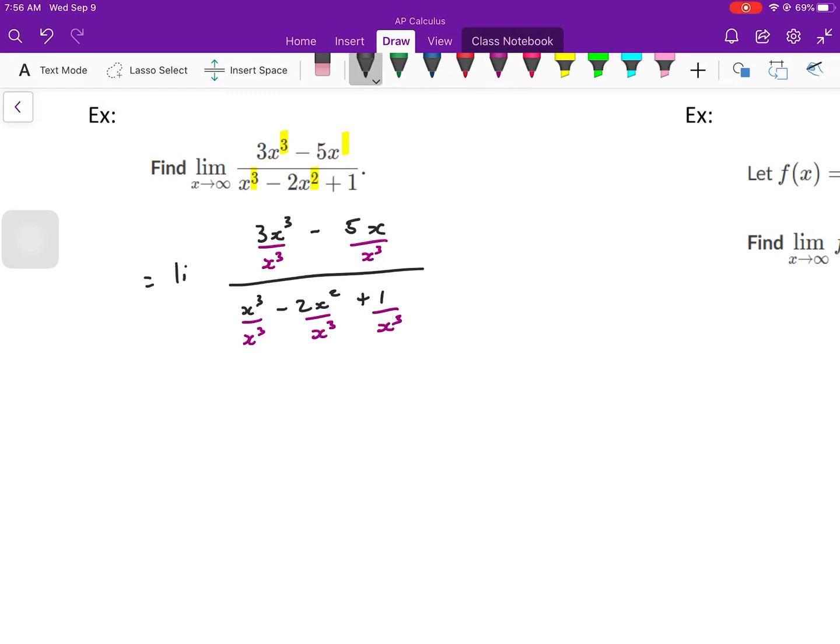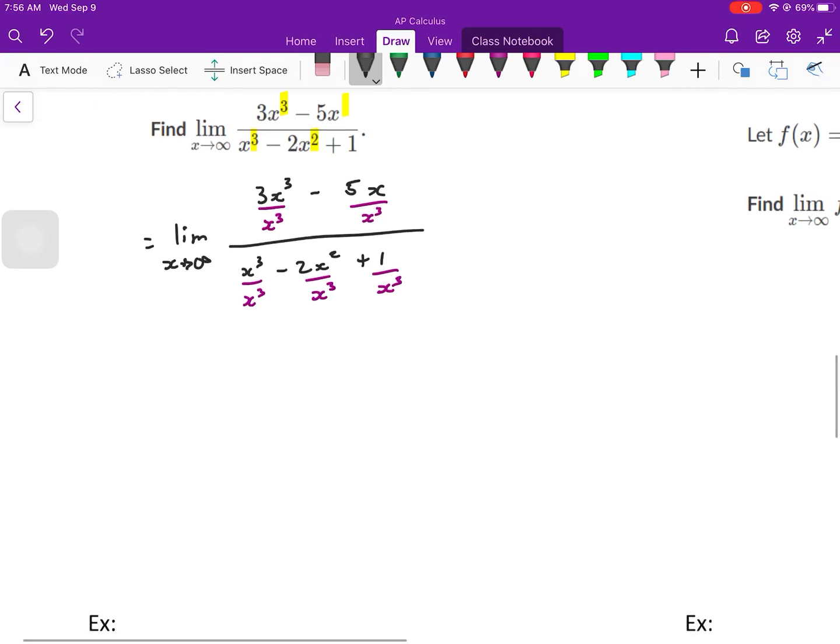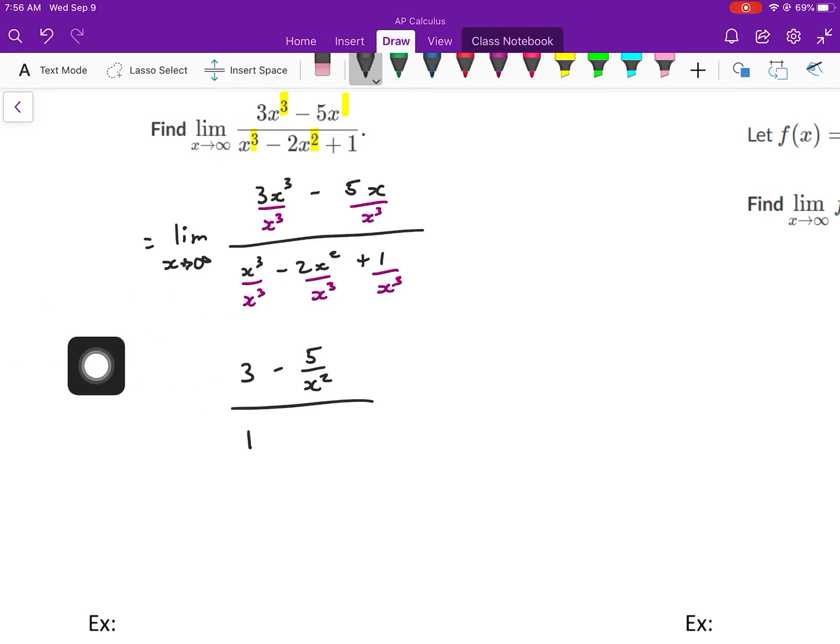And so this equals the limit as x goes to infinity. And from here, I'm going to simplify everything. x cubed over x cubed, that's just 3. x over x cubed is going to be 5 over x squared. Then here, x cubed over x cubed is 1. x squared over x cubed is going to be 2 over x. And then we'll have plus 1 over x cubed.